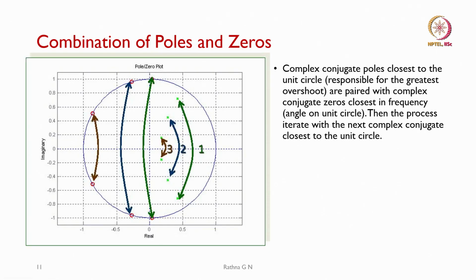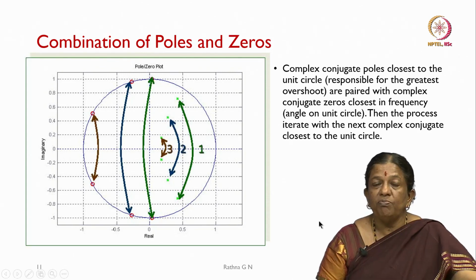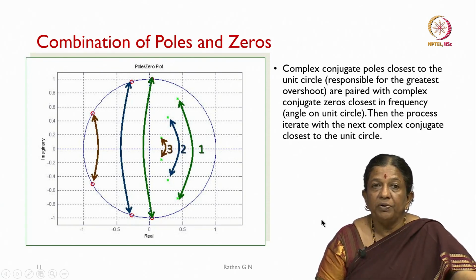Now, we have only taken one second order section. If we have multiple sections, how are we going to combine them, because we will be arriving at poles and zeros? How we are going to combine them is shown by this diagram.